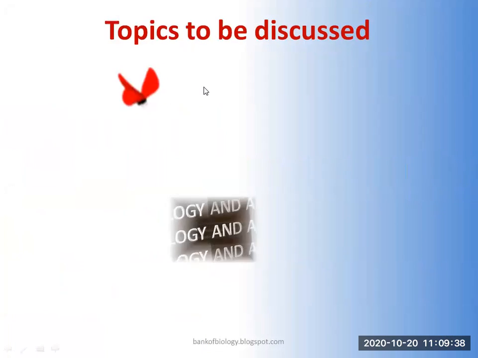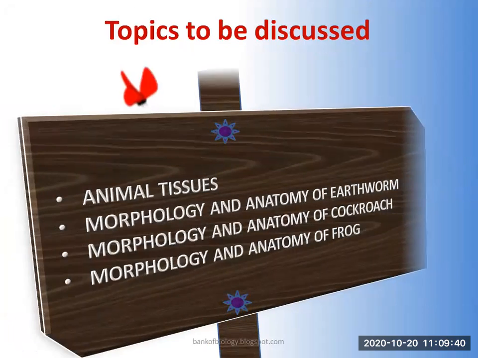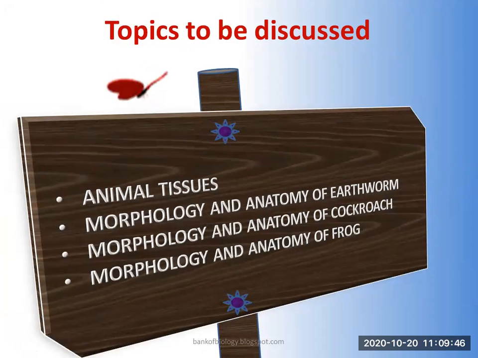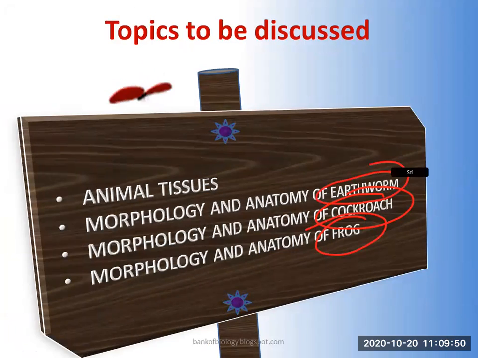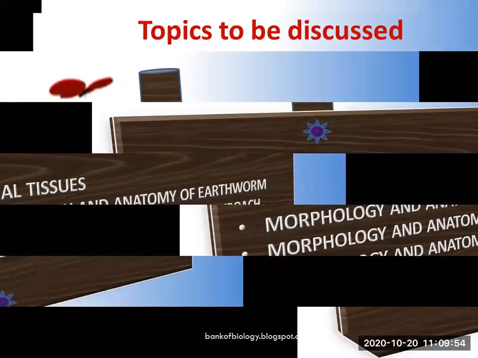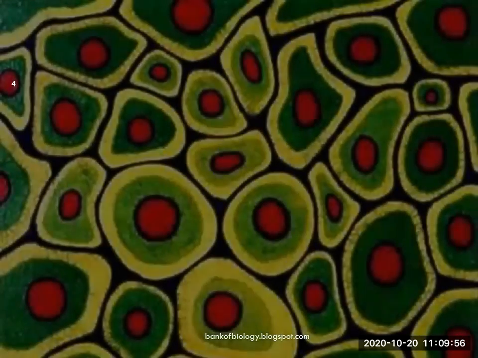Structural organization in animals. Topics to be discussed: animal tissues, morphology and anatomy of earthworm, morphology and anatomy of cockroach and frog. The type study. We say it as type study. So first of all, let's come to the tissues.